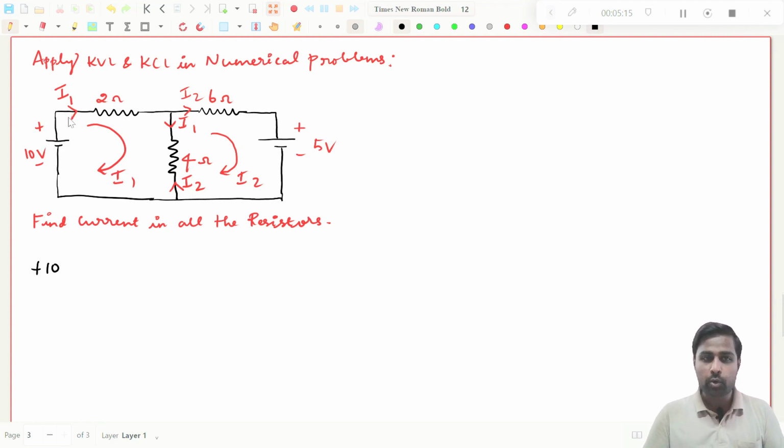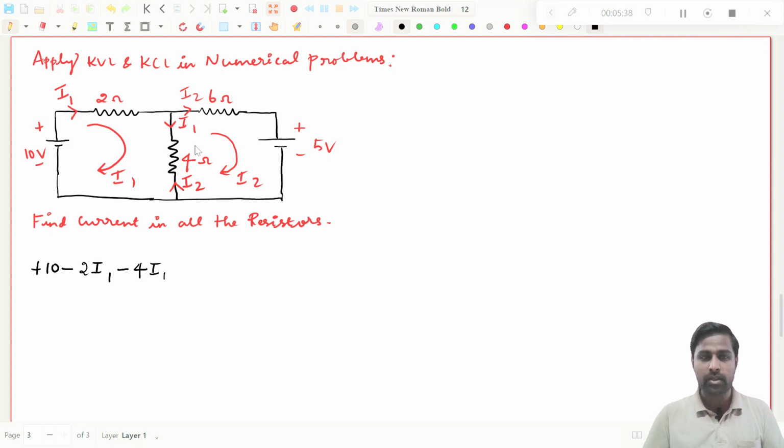Then I'm going in the same direction as this current, so I have to put a minus. So minus, what is the voltage there? 2 ohms into I1, right? 2 into I1, that is the voltage. So you come here and you are coming in the same direction as I1. So what you have to put? Again you have to put minus 4 ohms into I1, right?